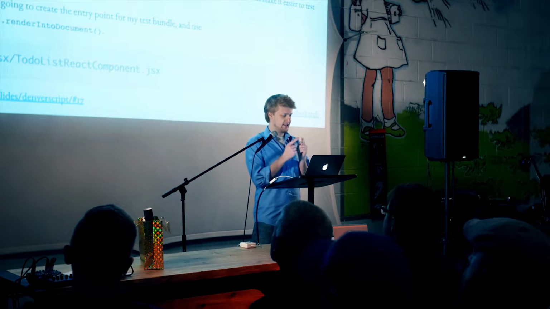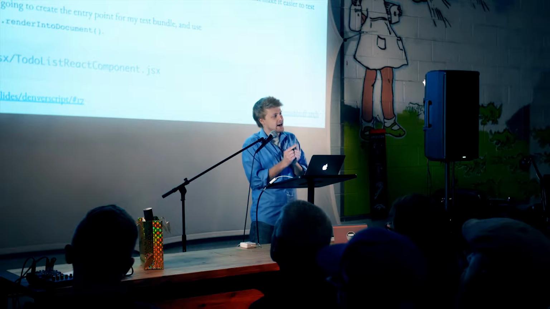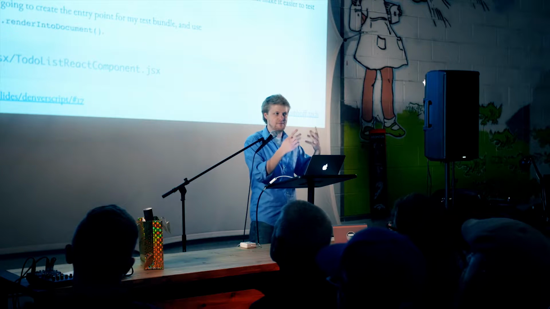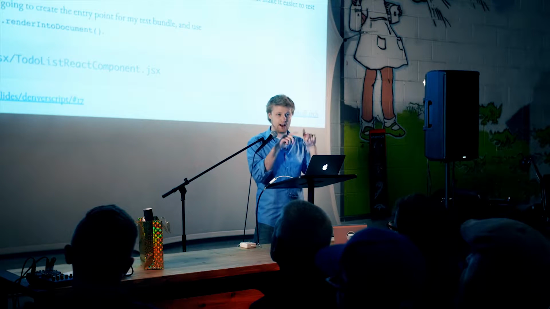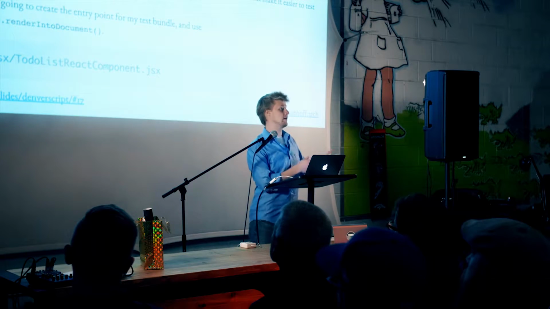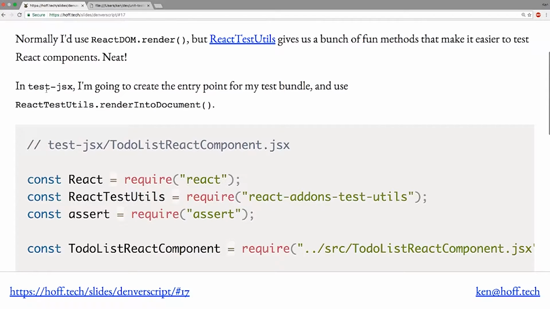Next thing we want to do, and this is where it gets kind of complicated, is put our to-do list React component into that JSDOM document object model. Theoretically, we could use React.render, which is how we normally render our React components to the page. But React gives us a bunch of React test utils, which make things a lot easier. I actually need to use these, and I haven't been able to figure out why, but we can talk more about that later. I'm going to create a separate directory called test.jsx, because we're going to have to bundle this stuff up.